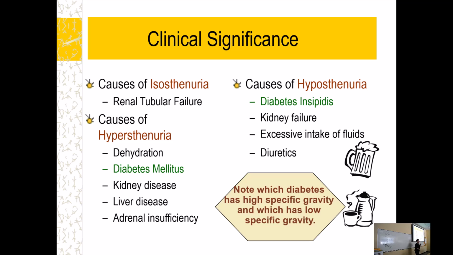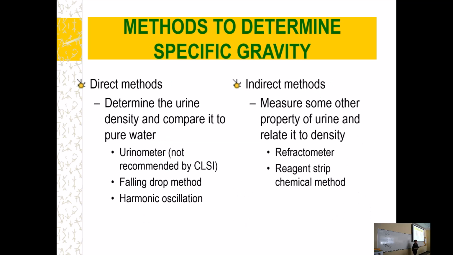Causes of isosthenuria: sometimes you're going to see isosthenuria when you're having tubular failure. Your body cannot secrete or reabsorb, so it goes through the same way it came in. Causes of hypersthenuria, the higher concentrated urine: dehydration, diabetes mellitus, kidney disease, liver disease, and adrenal insufficiency. Causes of hyposthenuria: diabetes insipidus, kidney failure, excessive intake of fluids, and diuretics.